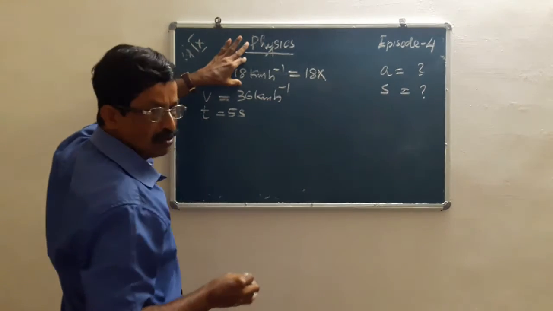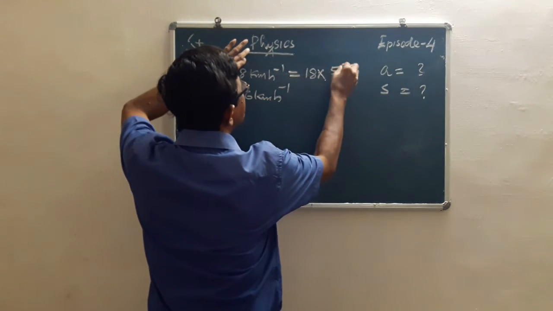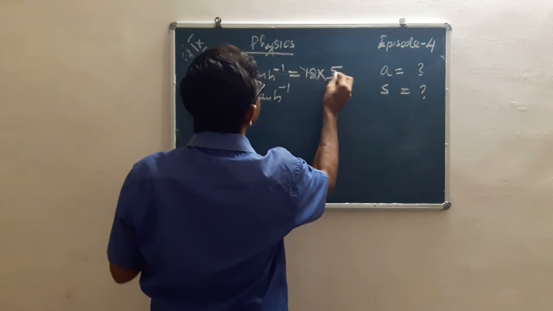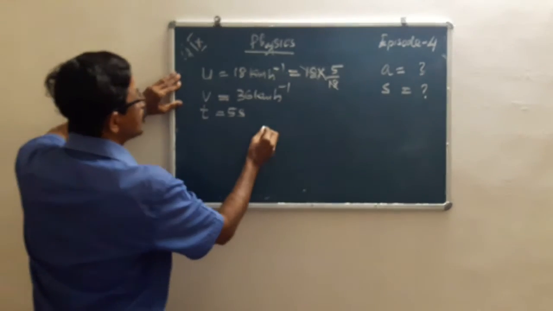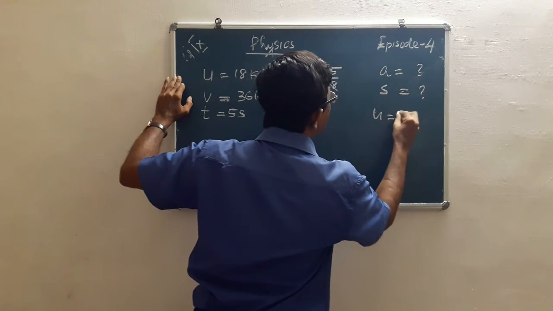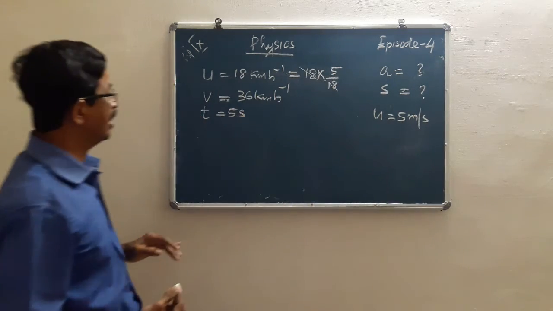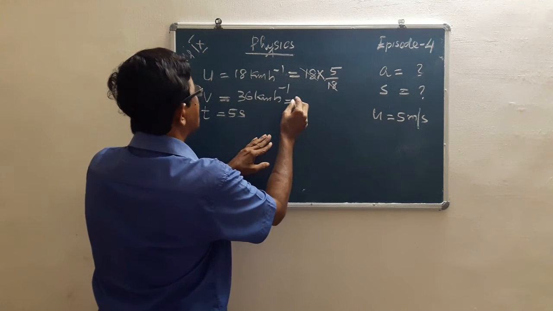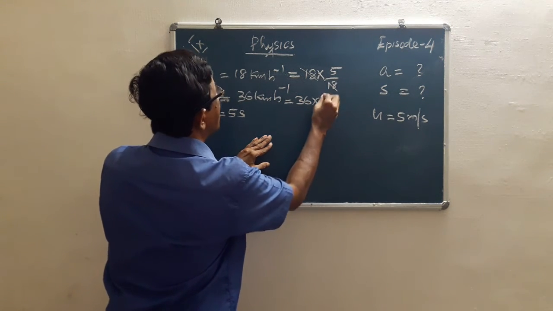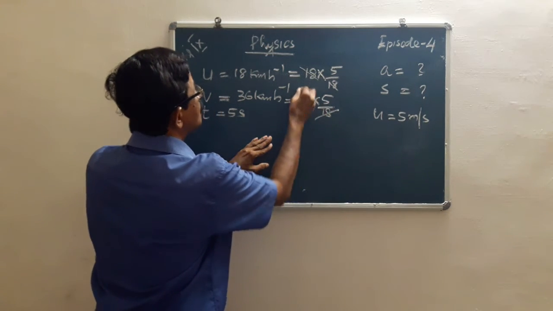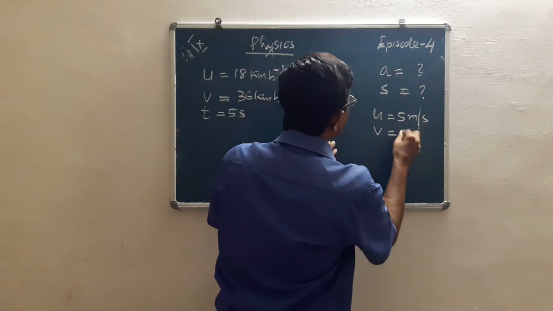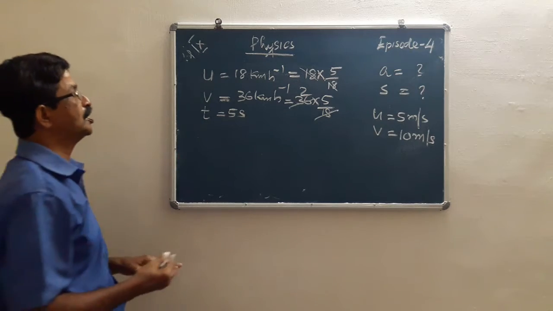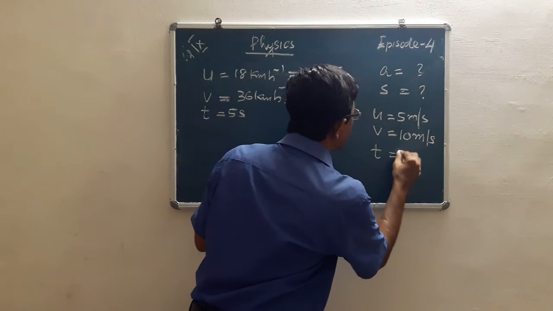How to convert kilometer per hour? By multiplying with 5 by 18. See, this 18 and 18 cancel, what remains there? That is equal to 5. So u is equal to 5 meter per second. Then similarly, convert 36 kilometer per hour: 36 into 5 by 18. So here 2 into 5, v is equal to 10 meter per second. And t is 5 seconds itself.